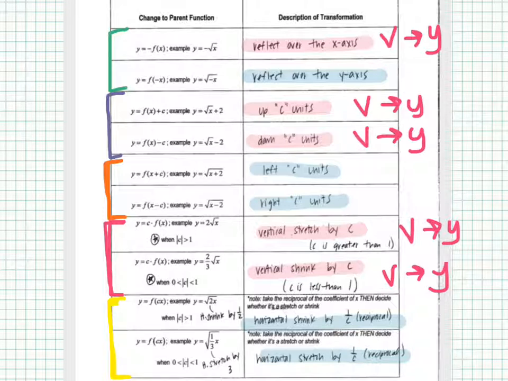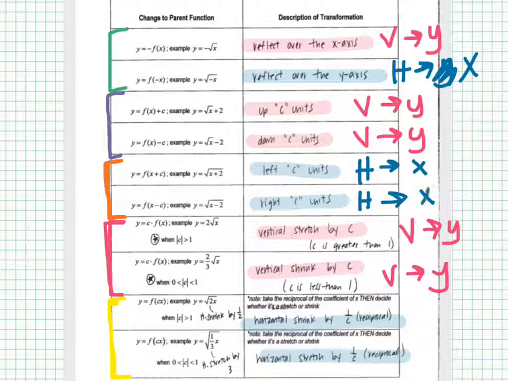And then what's left, all the horizontal ones, same idea, but these are with your x. So for the reflect over the y-axis, it's a horizontal movement, so it's going to impact what happens to your x-coordinate. If you take something and reflect it over the y-axis, every x-coordinate is going to change its sign. It's going to become the opposite. If you move left and right, it's another horizontal movement, so it's shifting the graph left and right, and the coordinate that's affected is your x-coordinate. And then last but not least, your horizontal stretch and shrink. Obviously it's called horizontal, so it's going to affect your x-coordinate.